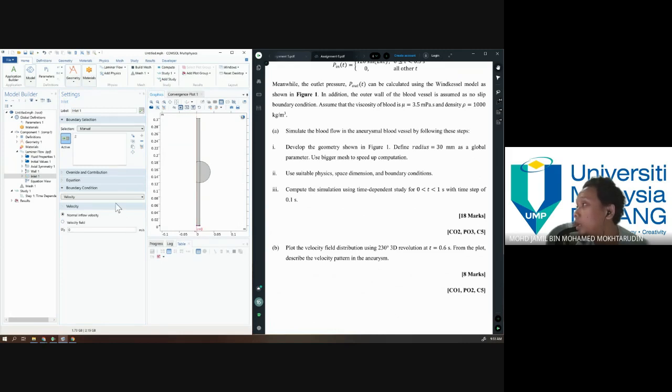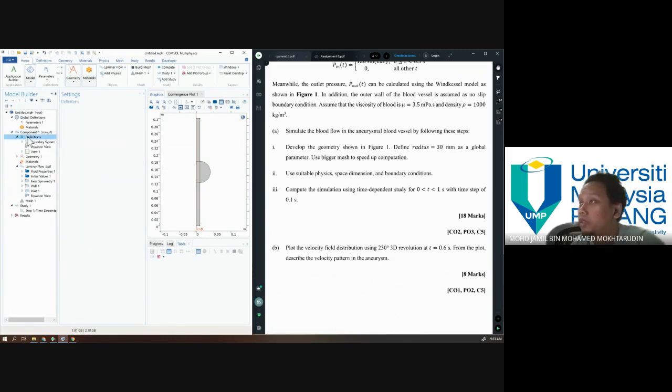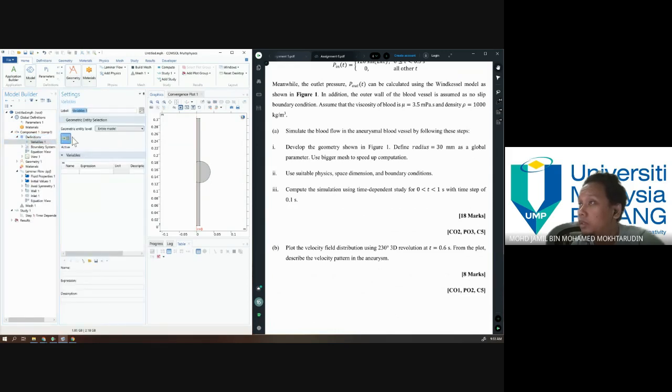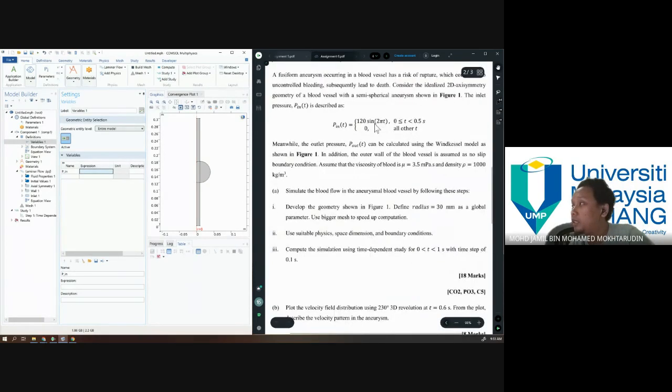And then we want pressure. So pressure. Maybe we can write here P inlet. Okay, P in. So we need to define P in somewhere. So here we define in definitions. So we define P inlet. So the P inlet has this equation. So I think the slide already gives you how to write this.